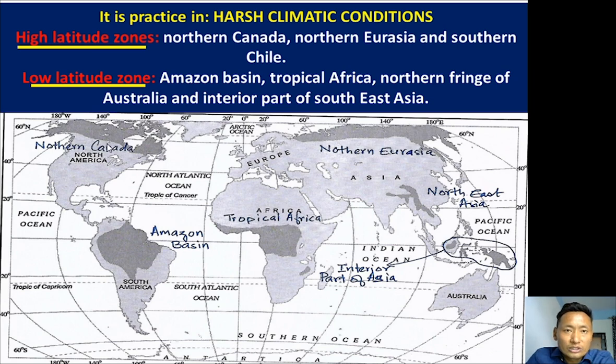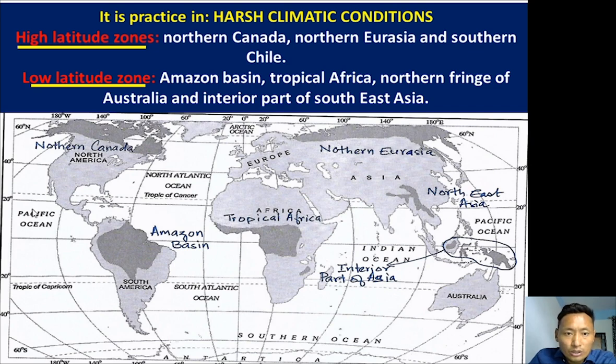Nowadays people still practice hunting and gathering in high latitude zones with cold climatic conditions, such as northern Canada, northern Eurasia, and southern Chile. Here we have southern Chile. In this region some people still practice hunting and gathering, mostly subsistence gathering.